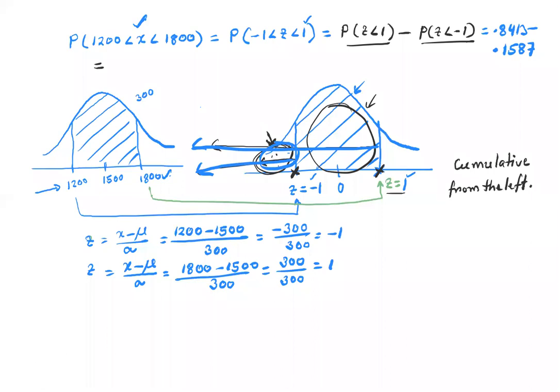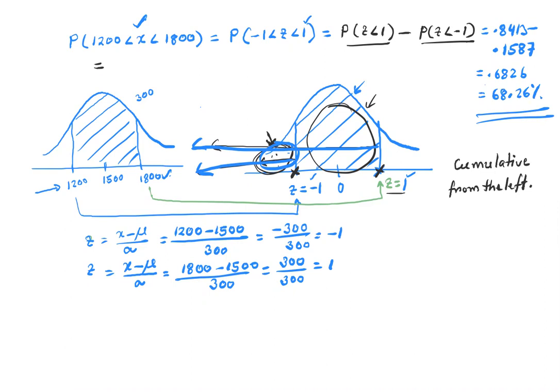0.8413 minus 0.1587, which is 0.6826, which is 68.26%. And this is a very important number. Why is this number very important? Because we have dealt with it before.